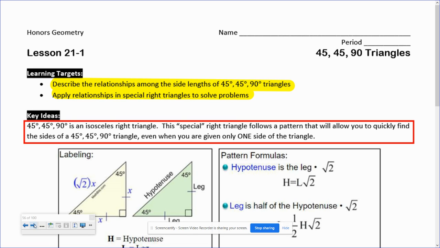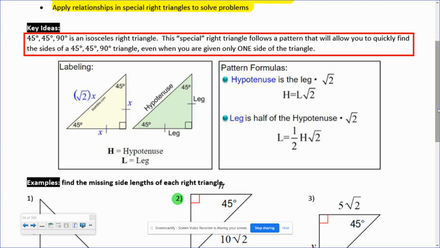We know it's isosceles because of that theorem that we know if the base angles of something are congruent, then the legs opposite are congruent as well. So we know a 45, 45, 90 triangle is isosceles. This special right triangle follows a pattern that will allow you to quickly find the sides, even if you only know one side of the triangle. When they're referring to 45, 45, 90, they're referring to the angle measures inside the triangle. Now, since it's an isosceles triangle, the two legs are congruent.